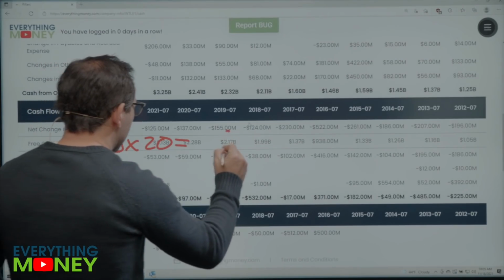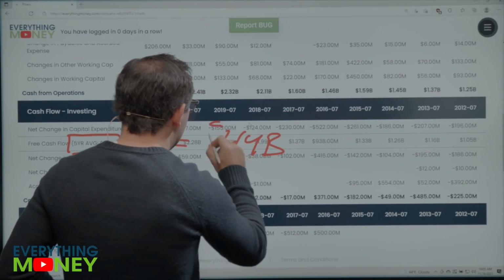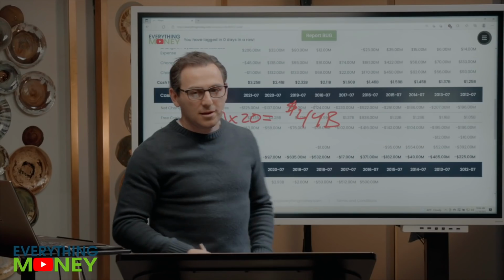2.2 billion times 20 is $44 billion. What's the actual retail value of Intuit?